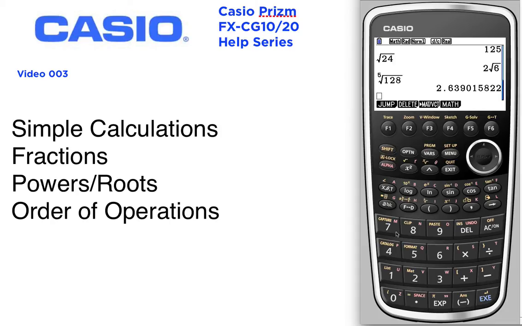Calculator does understand order of operations, so 7 plus 8 times 9 will give you the answer. It will do the multiplication first, then the addition.